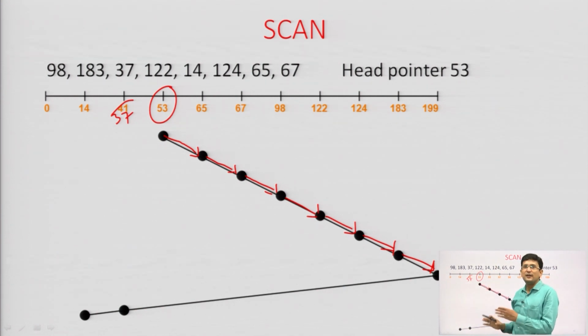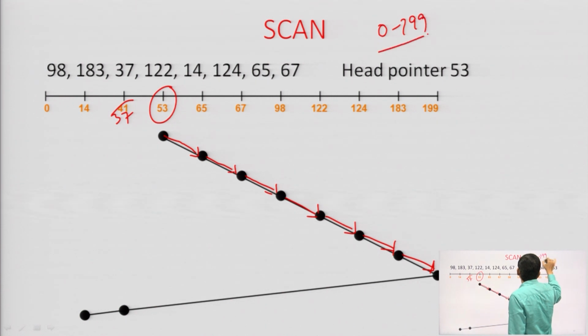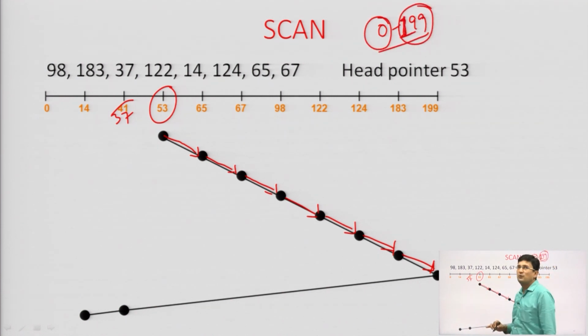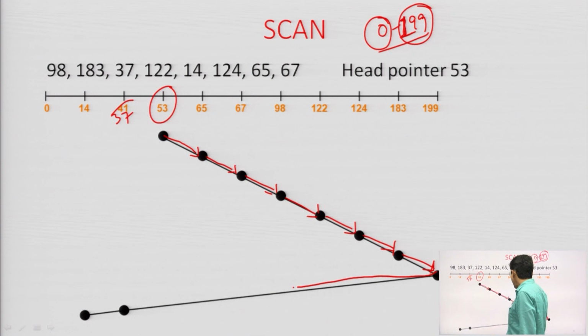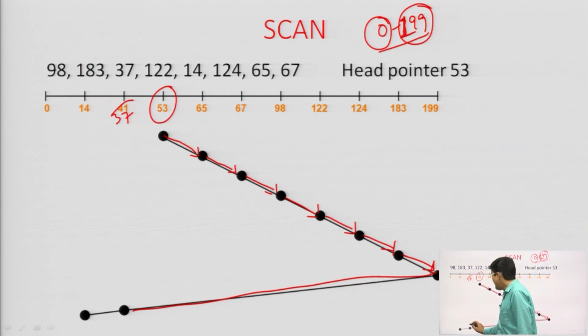Similarly, here also, we are assuming that the track numbers are from 0 to 199. There are 200 tracks. So the lowest track number is 0 and the highest track number is 199. However, the highest request is 183, but even then the disk arm will move towards the highest number of the track. So it goes up to 199 and then comes back towards the lower number of tracks and satisfies the request. So towards the lower side we have 37 and 14 requests.